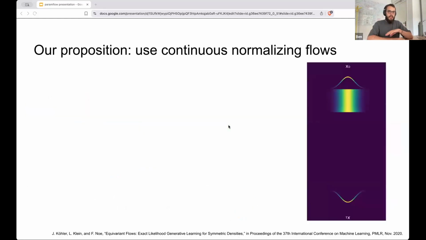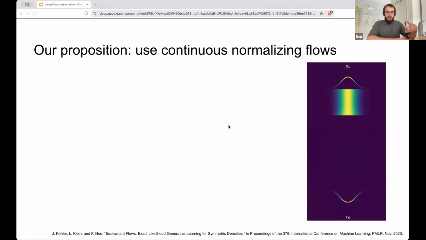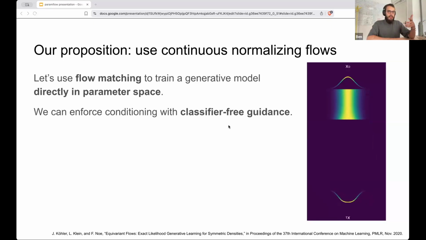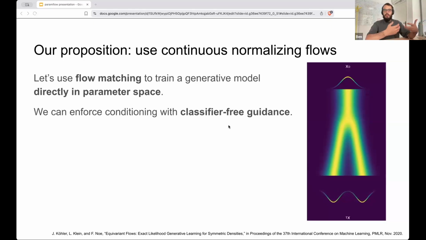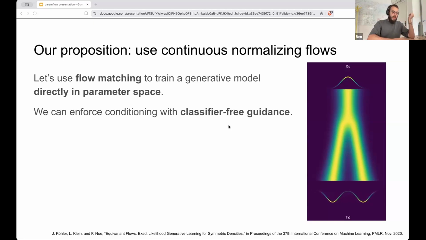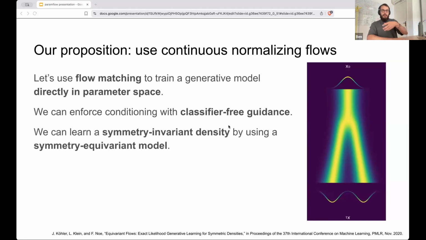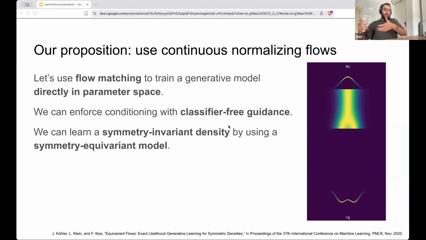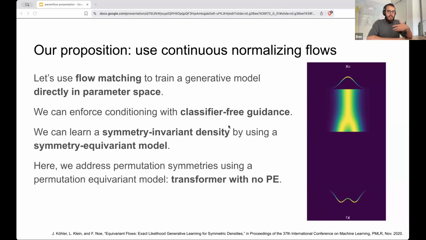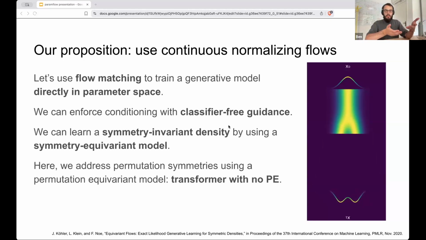And so what we propose to do instead is to use continuous normalizing flows. This is a modern family of generative model, which we can train using a technique called flow matching. By pairing this with a technique called classifier-free guidance, we're able to enforce audio conditioning in such a way that we can just directly train our model in parameter space. And as an added bonus, there's a neat result in the literature that means we can get a symmetry-invariant probability distribution by using a symmetry-equivariant model. And so to deal with permutation symmetries that pop up in synthesizers, like between oscillators, we can just use a transformer without a positional encoding.